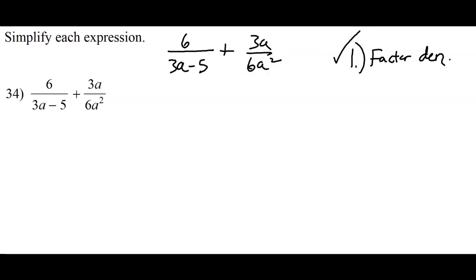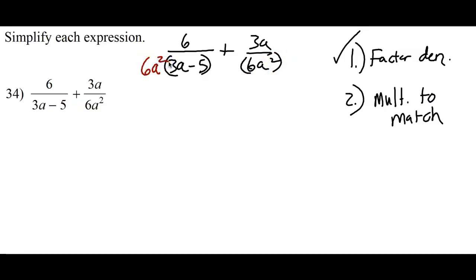After you factor your denominators, you're going to multiply to match. We want these denominators to match. So the side over here on the left has a 3a minus 5, and the side over here on the right has a 6a squared. So the side on the left, in order to look like the right, needs a 6a squared. And whatever you do to the bottom, you do to the top. The right side, in order to look like the left, needs a 3a minus 5. And so that's what I mean by multiply to match.